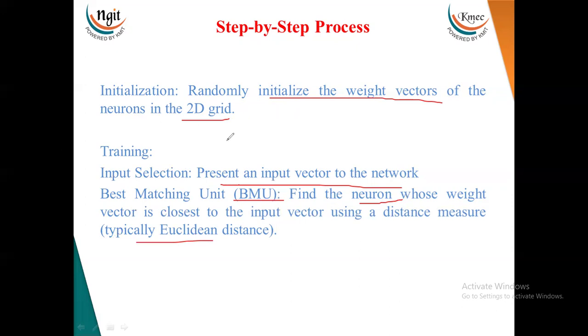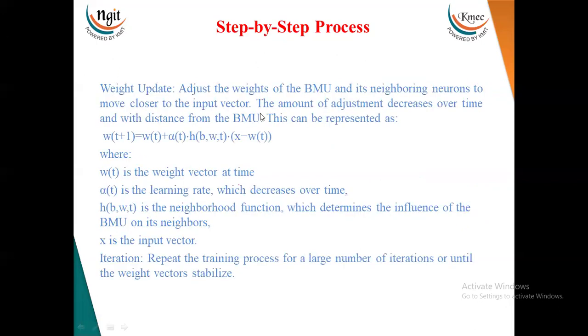For example, I'll calculate the distance between two input 2D grid values. Whichever has the least distance will be paired as the closest one for the next process. This is the BMU, best matching unit. Accordingly, we'll follow the next part. After that, we adjust the weights according to the BMU, and neighbor neurons move closer to the input vector. So I'll adjust the weight of each matrix, that is the 2D grid.